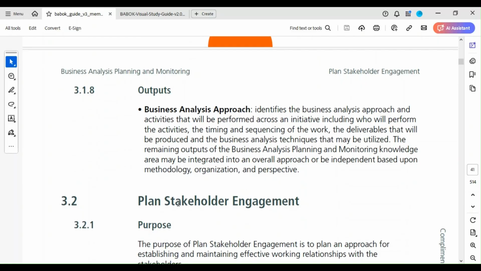Output: business analysis approach identifies the business analysis approach and activities that will be performed across an initiative, including who will perform the activities, the timing and the sequencing of the work, the deliverables that will be produced, and the business analysis techniques that will be utilized. The remaining outputs of the business analysis planning and monitoring knowledge area may be integrated into an overall approach or be independent based upon methodology, organization, and perspective. And this brings us to the end of Plan Your Business Analysis Approach.